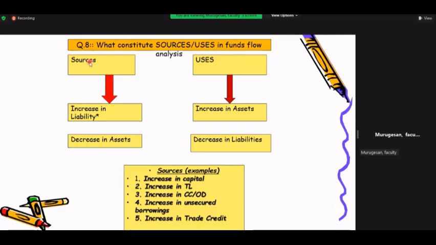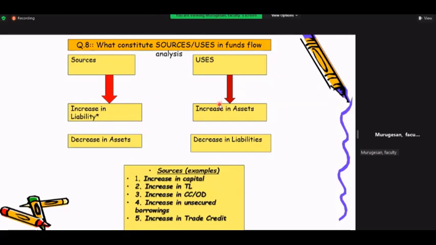We have already discussed this. Sources always mean an increase in liability. An increase in liability is always a source, even at midnight if you ask, don't worry, it is an inflow. Sources mean an increase in liability: you are getting money, you are getting funds. In a similar way, a decrease in assets is always a source, because you are selling the assets, reducing your assets, so you are getting money. And in the same way, an increase in liability is a source, and an increase in assets is a use.